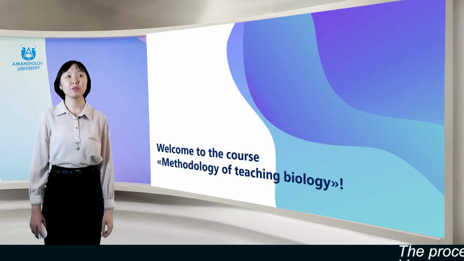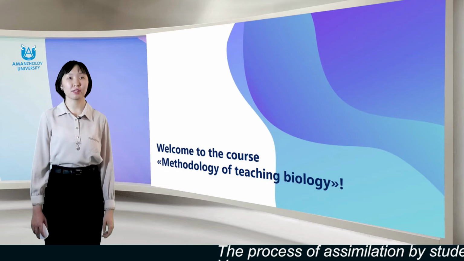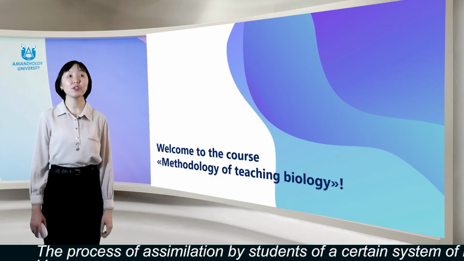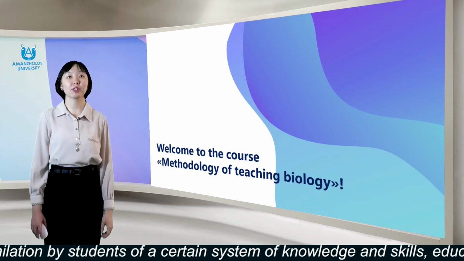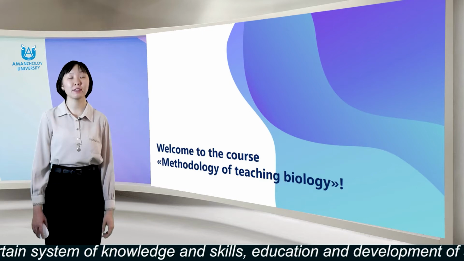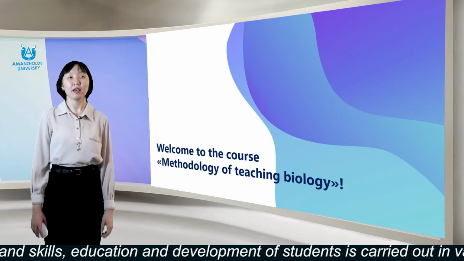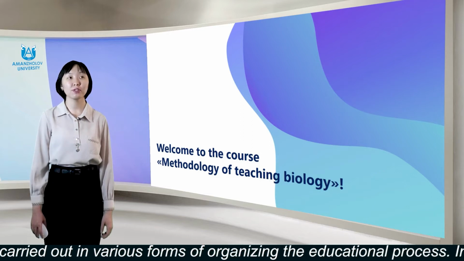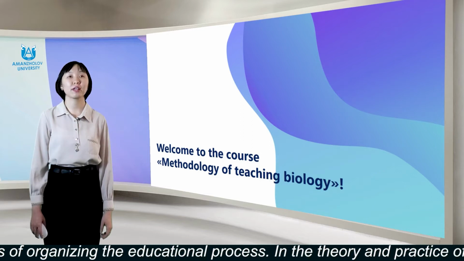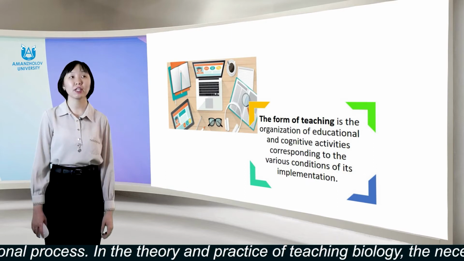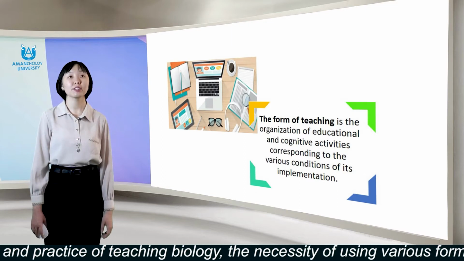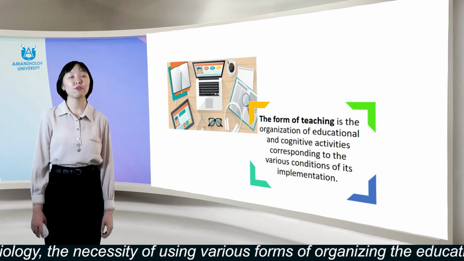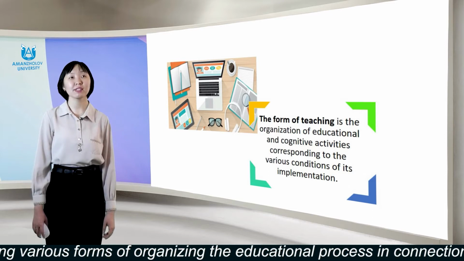The process of assimilation by school children of a certain system of knowledge and skills, education and development of school children, is carried out in various forms of organizing the educational process. In the theory and practice of teaching natural science with biology, the necessity of using various forms of organizing the educational process in connection with the work of school children is sustainable. The main form of organization of the educational process is a lesson.